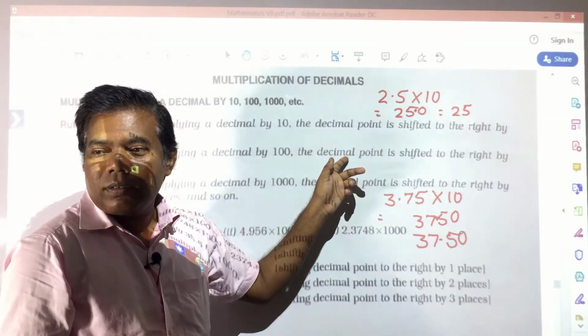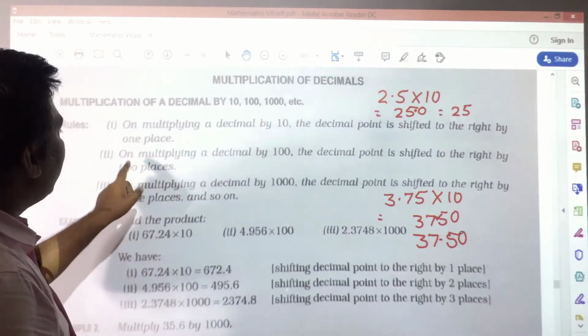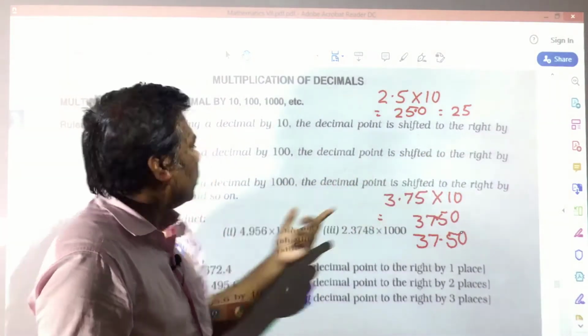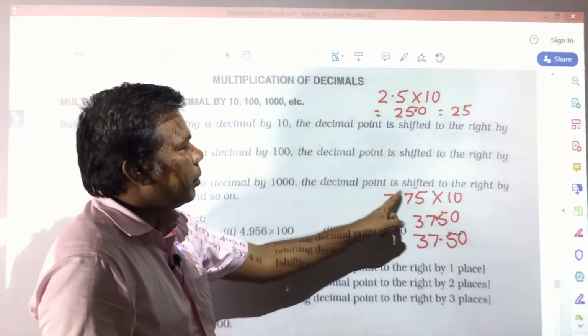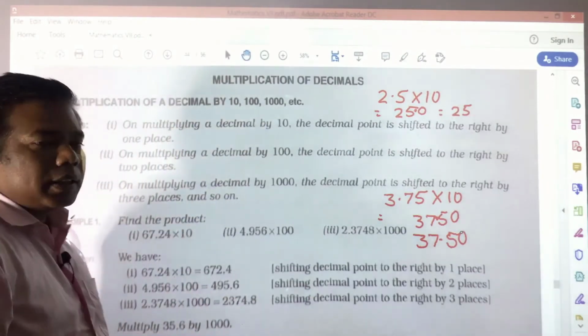Have you understood? Okay. Next you see, the next rule, the same thing has been written. On multiplying a decimal by 100, the decimal point is shifted to the right by two places. On multiplying a decimal by 1000, the decimal point is shifted to the right by three places, and so on.